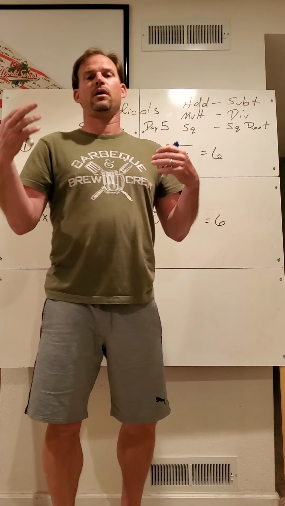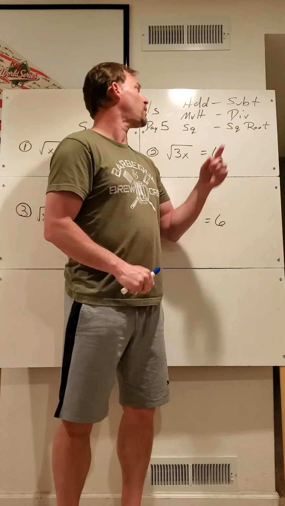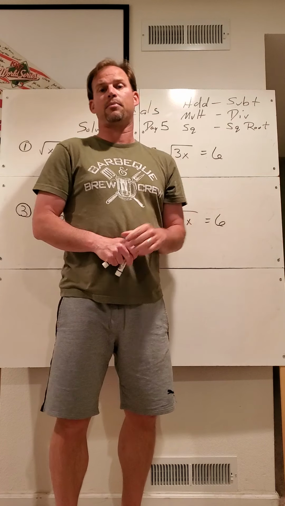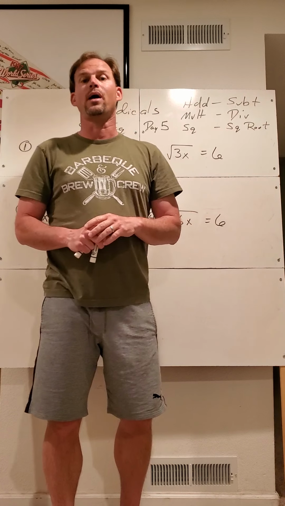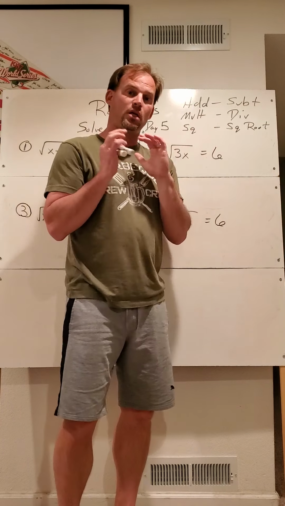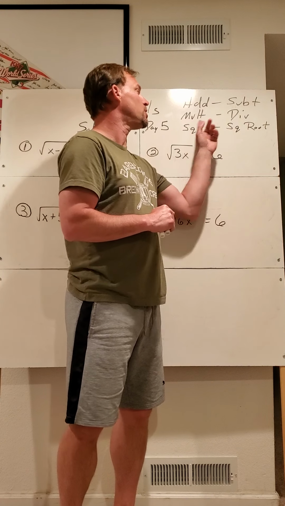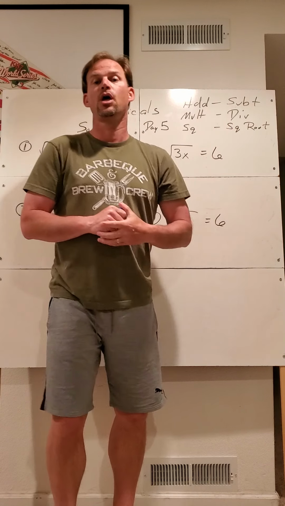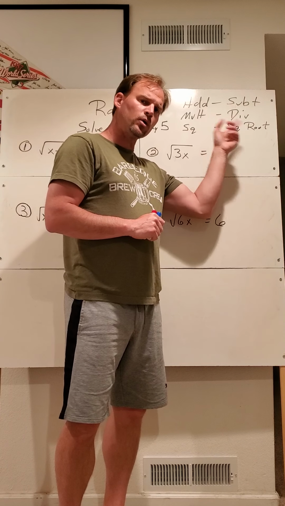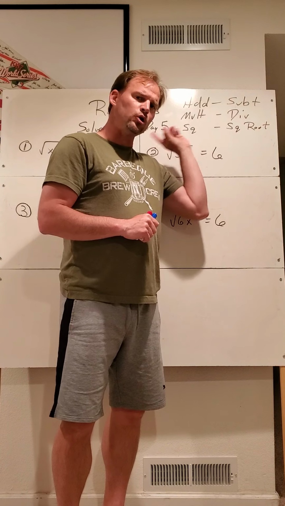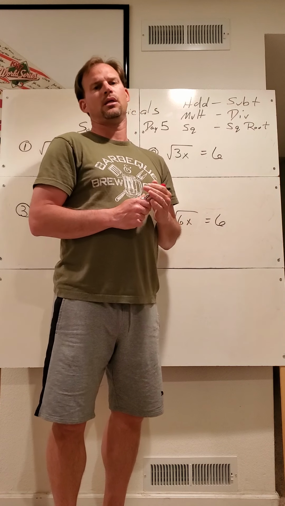We are solving equations. So the way you solve an equation is by the inverse operation. If you see addition, you subtract. If you see subtraction, you add. If you see multiplication, a number next to a letter's multiplication, you divide. If you see division, you multiply. If you see a square, you square root. If you see a square root, you square both sides of the equation.